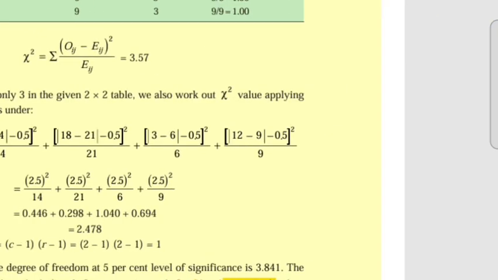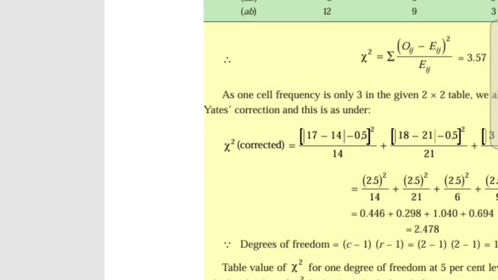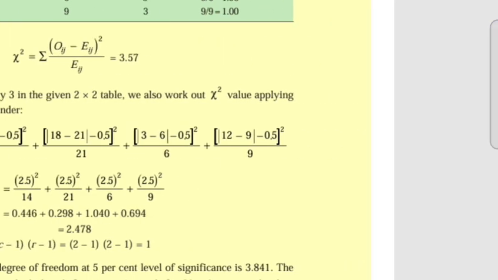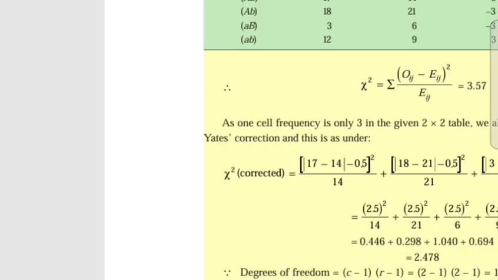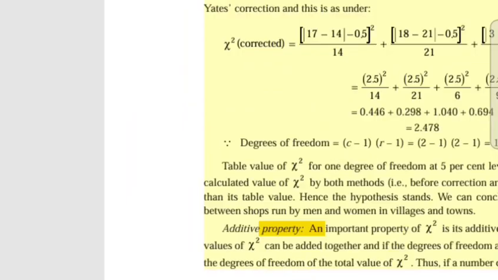Hence the hypothesis stands. We can conclude that there is no difference between shops run by men and women in villages and towns. Additive property. An important property of Chi2 is its additive nature.